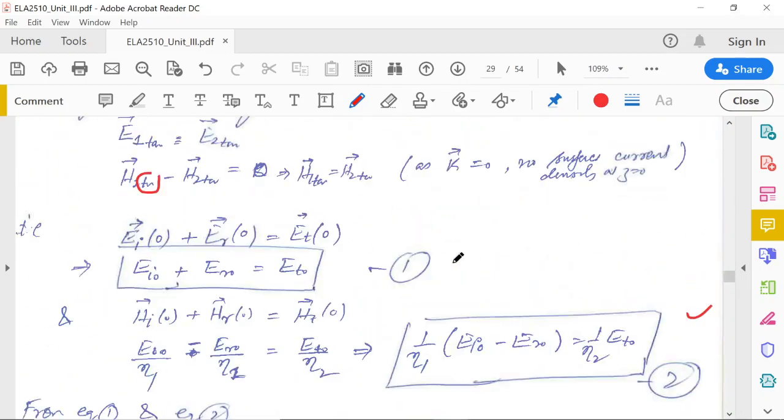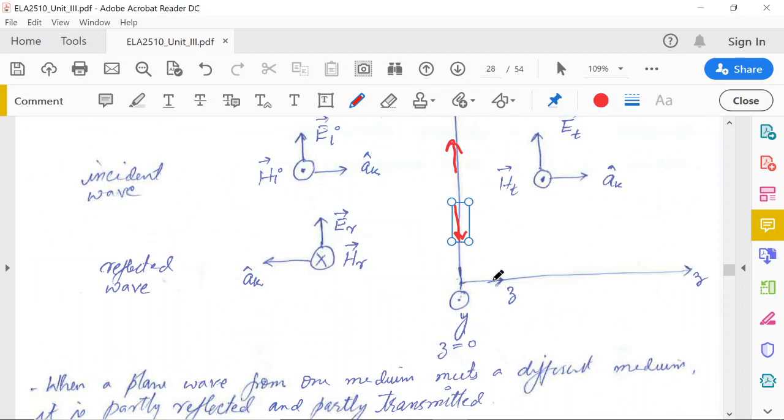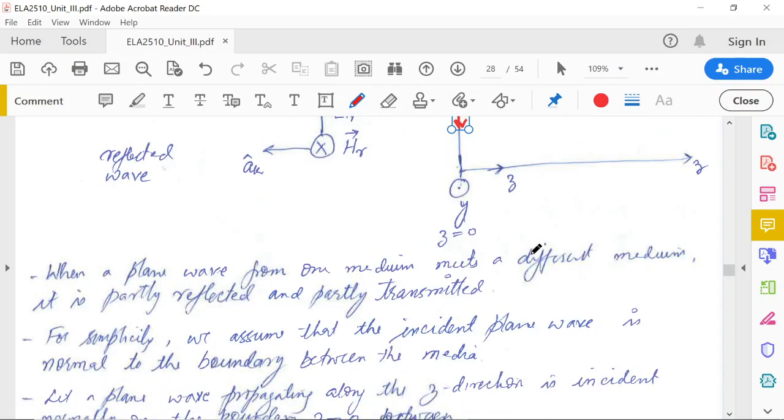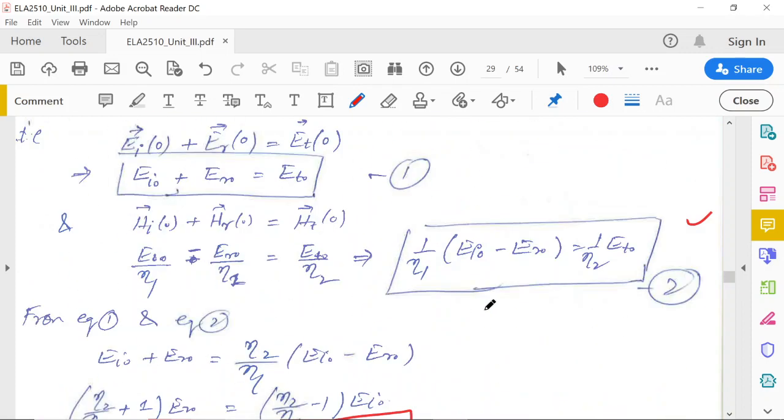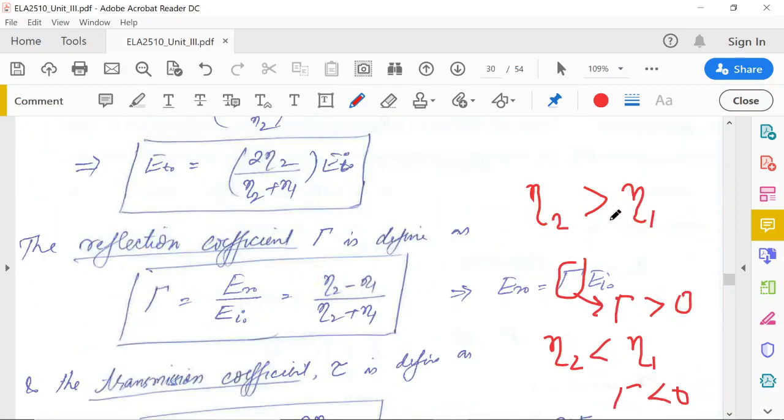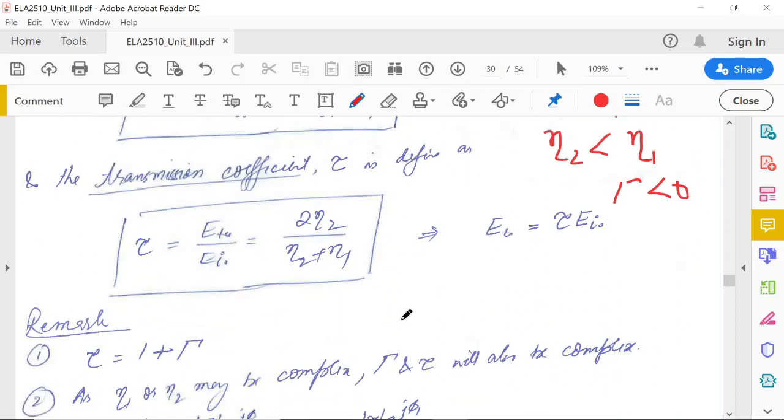However, when this is reflected, HR will remain the same. So in this case, the direction of the magnetic field will remain the same at this boundary for the incident and the reflected wave. However, the electric field may be out of phase. For the case when eta 2 is more than eta 1, gamma is positive, and then these have the same phase. However, the magnetic field component will be out of phase at this boundary. So you can have these two special cases.